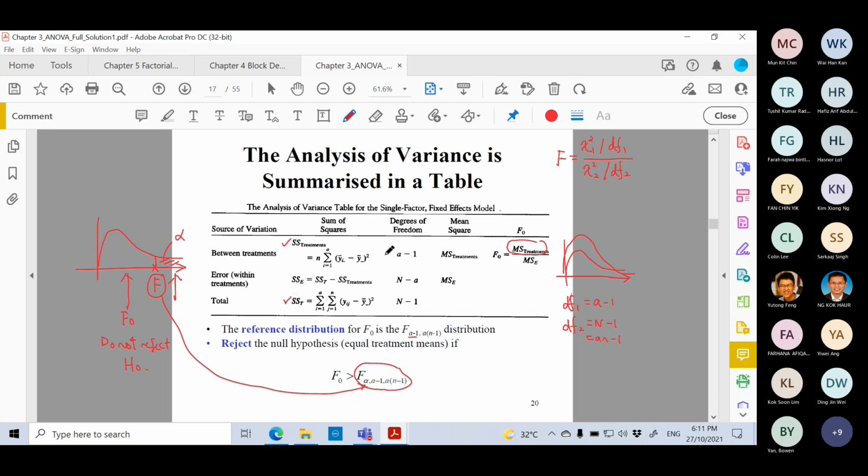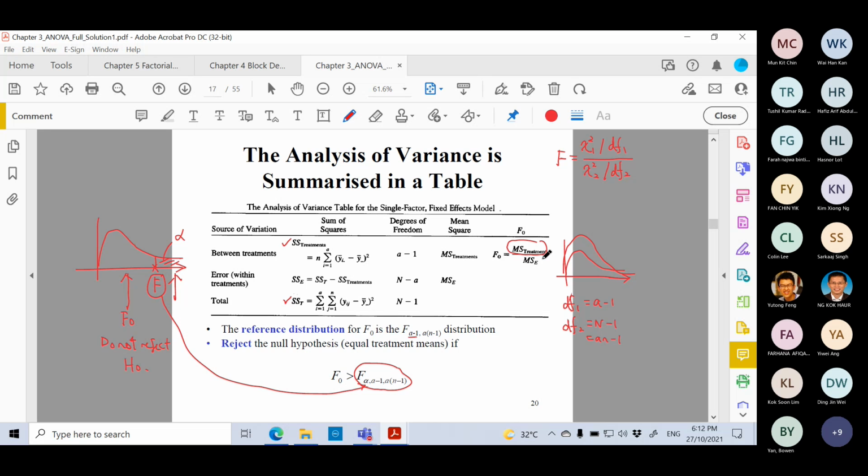I have also shown you this analysis of variance table, where you have calculated the sum of squares for treatment and the sum of squares for total. From here, you can use the sum of squares for error, which is equal to the sum of squares for total minus the sum of squares for treatment. So this is the ANOVA table you have. Finally, you get the F statistic here. The F statistic is obtained from the MS for treatment divided by the MS for error.